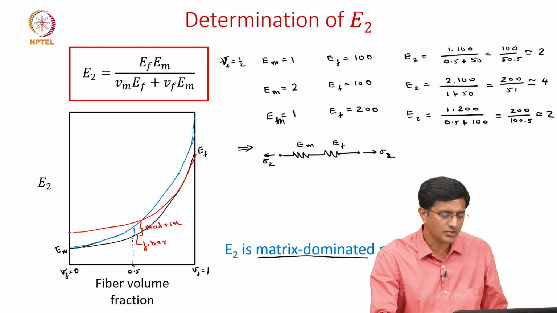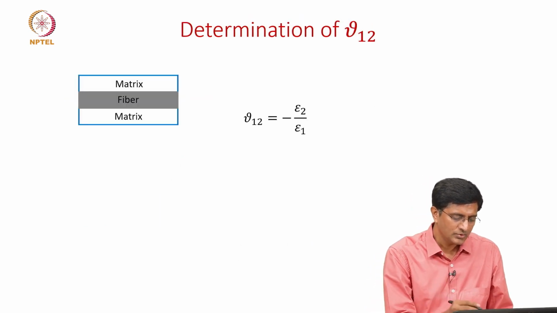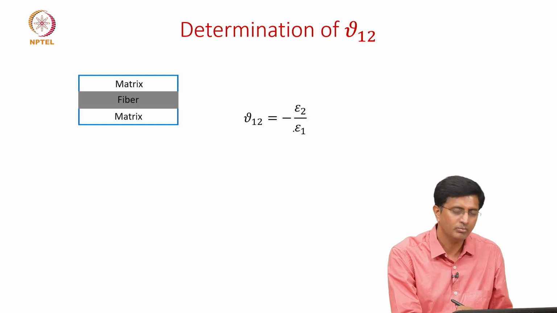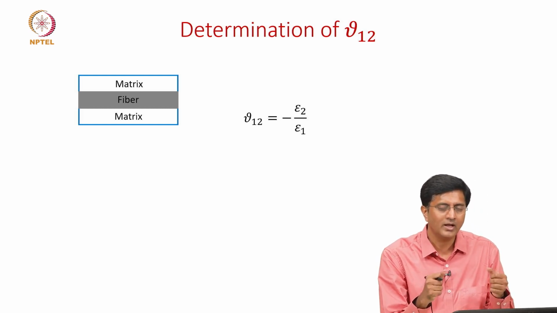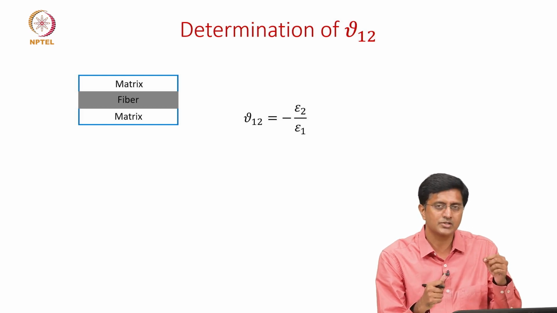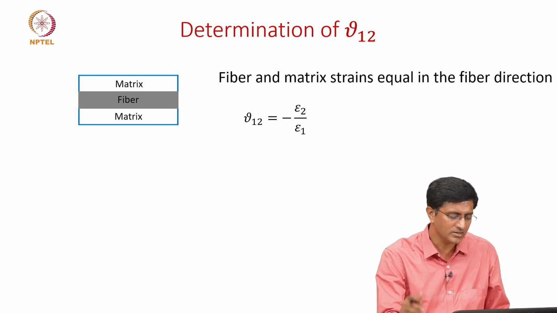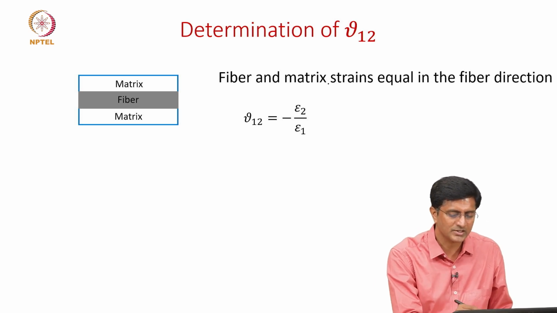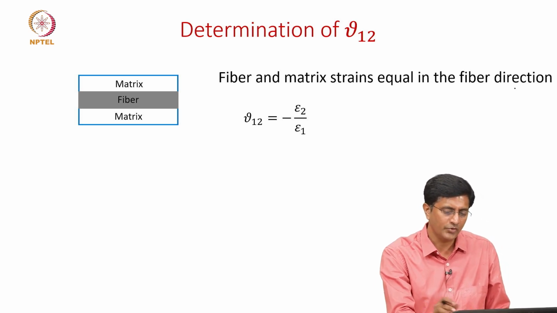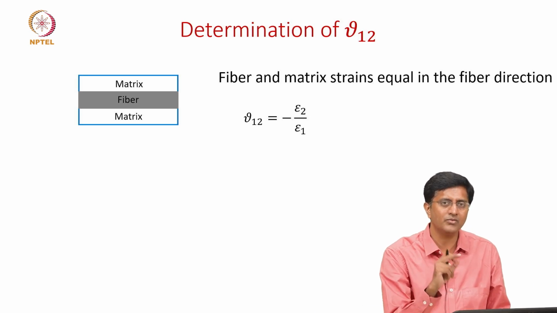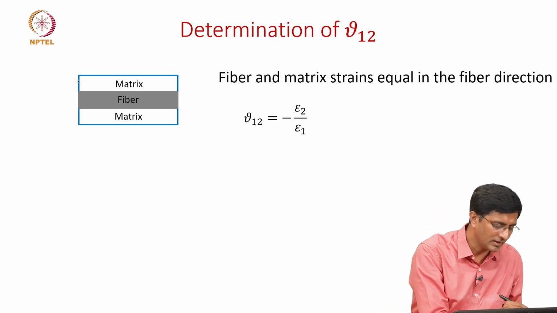Now we move into the Poisson ratio nu 1 2. So we know the definition of nu 1 2, meaning that the loading is in the direction 1, and then we are looking at the strain ratio in direction 2 versus strain in the direction 1. And here is the simplifying assumption we are making: both the fiber and the matrix strains are equal in the fiber direction. If you recall, this is exactly the same assumption we made for E1, where we said, let's say this is the RVE, and applying a load sigma 1, both the fiber and matrix stretch by the same amount.